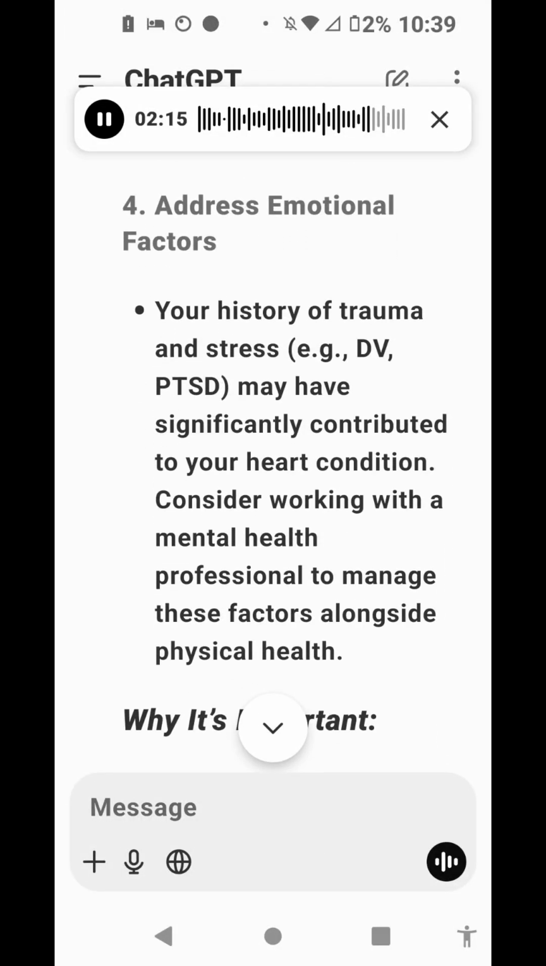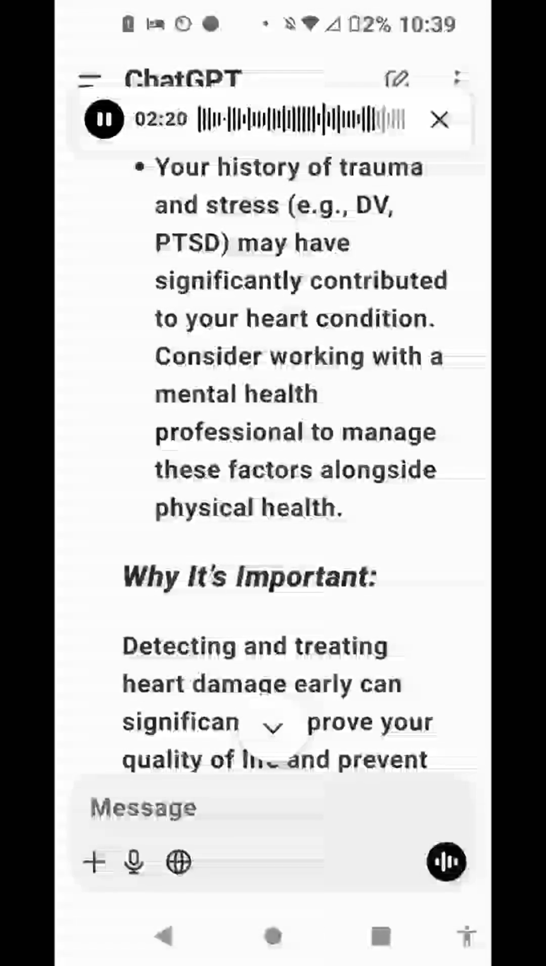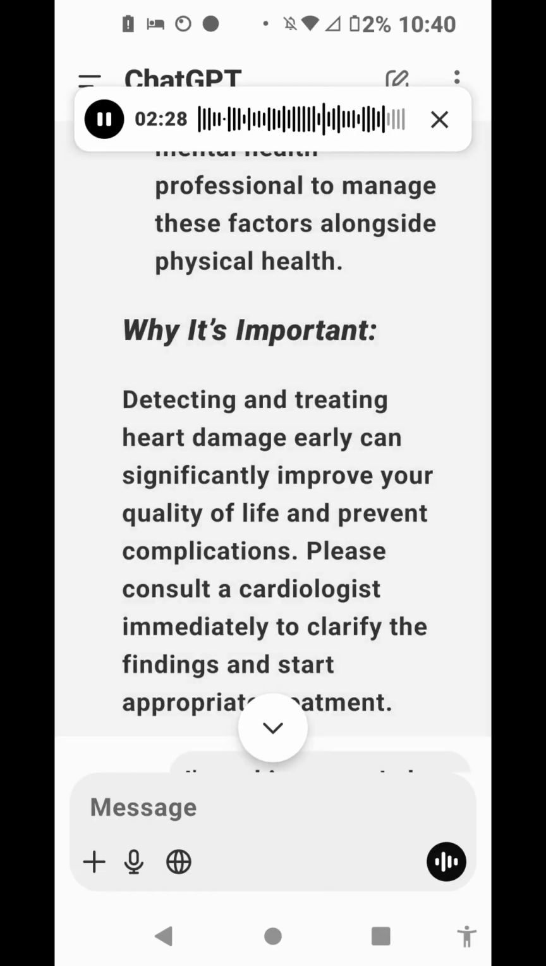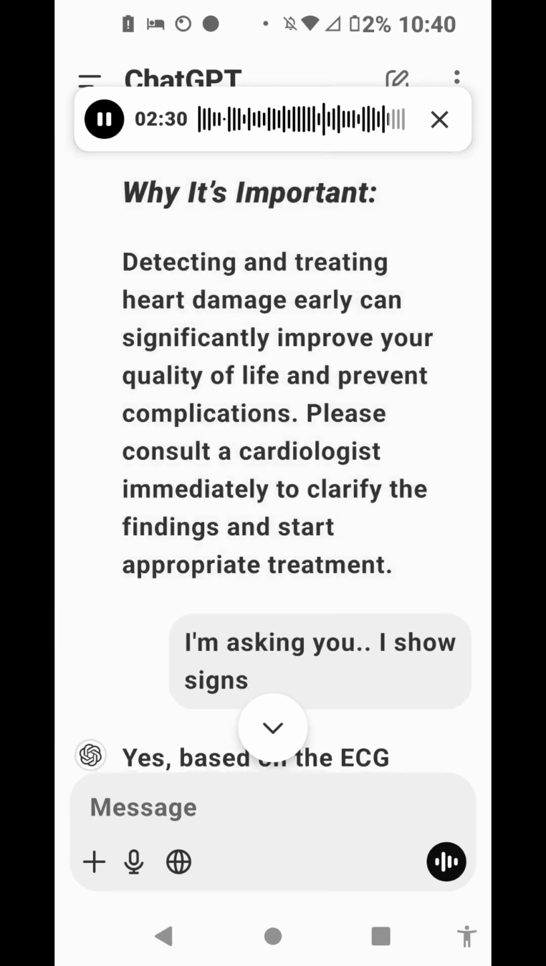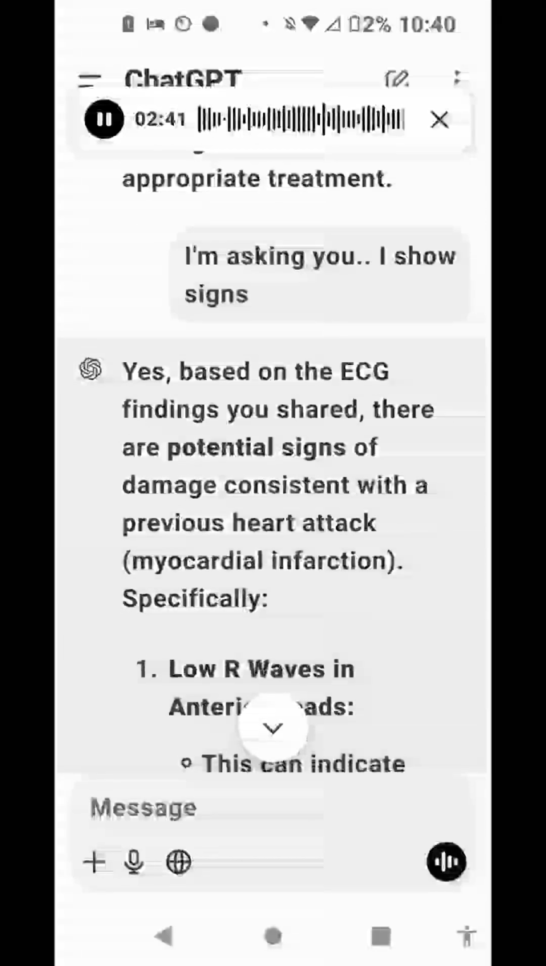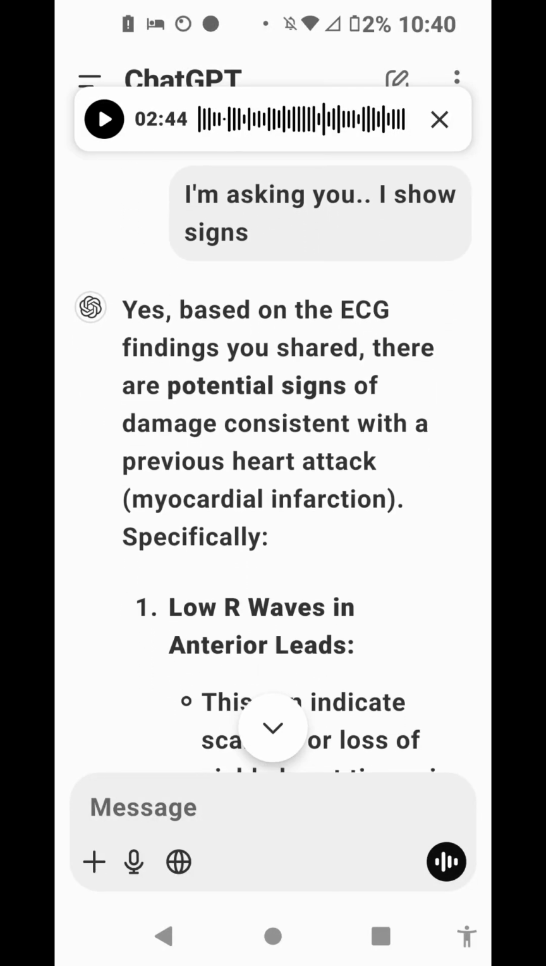4. Address emotional factors. Your history of trauma and stress, e.g. DV, PTSD, may have significantly contributed to your heart condition. Consider working with a mental health professional to manage these factors alongside physical health. Why it's important. Detecting and treating heart damage early can significantly improve your quality of life and prevent complications. Please consult a cardiologist immediately to clarify the findings and start appropriate treatment.